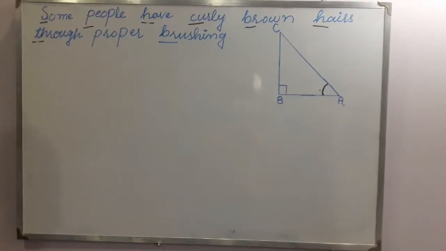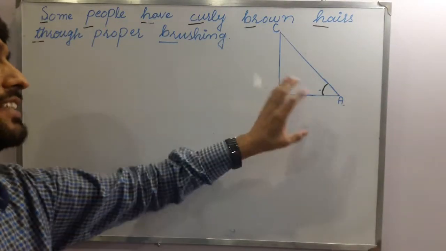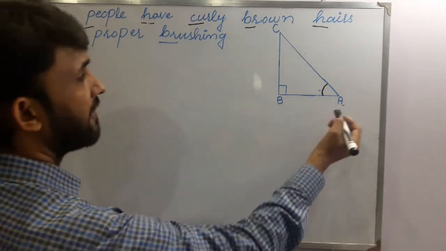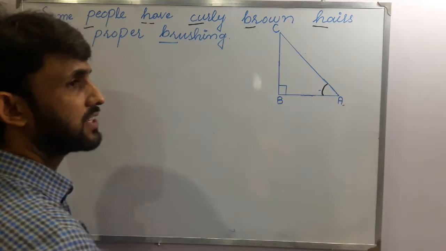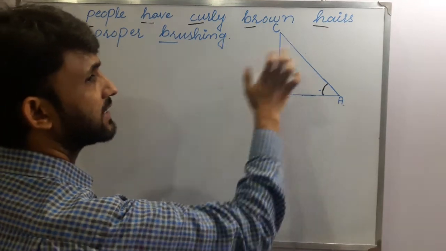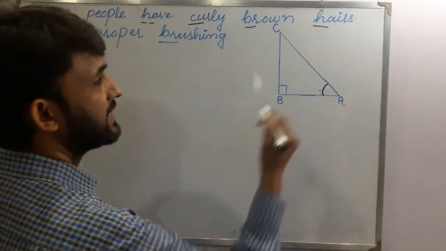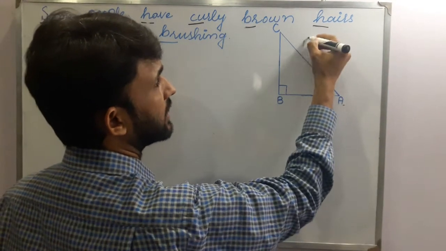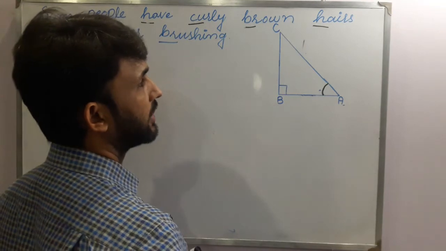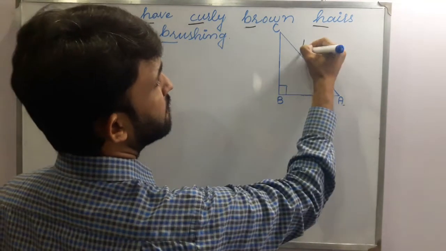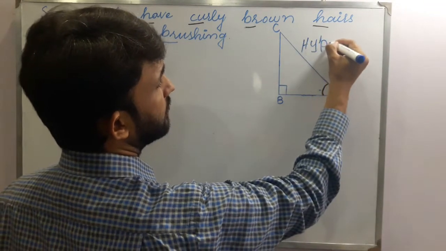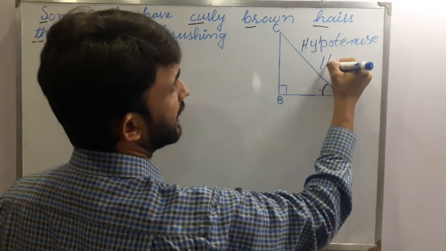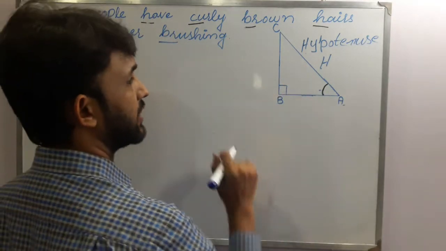Students, today we are going to discuss how to find the side of a right angle triangle with sine, cos, tan. Suppose we have triangle ABC. First we have to define what these sides are. In front of 90 is always the hypotenuse. We will write it as H.